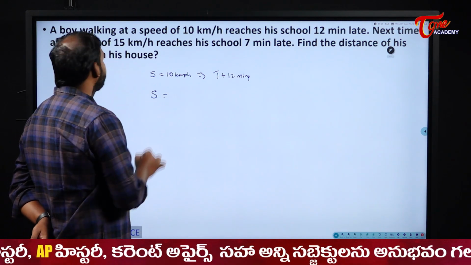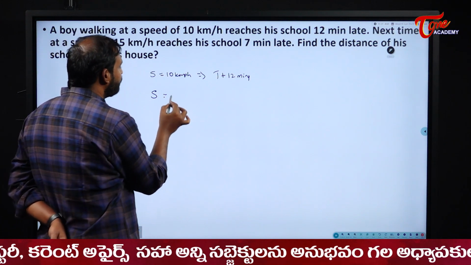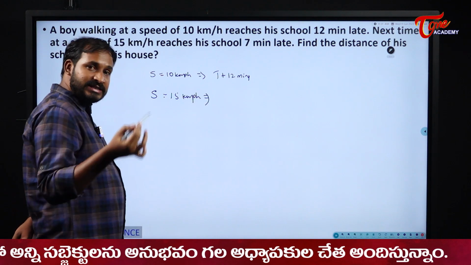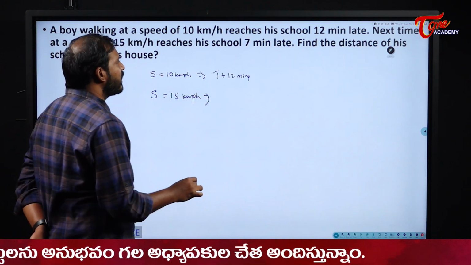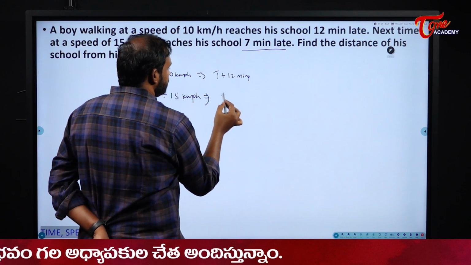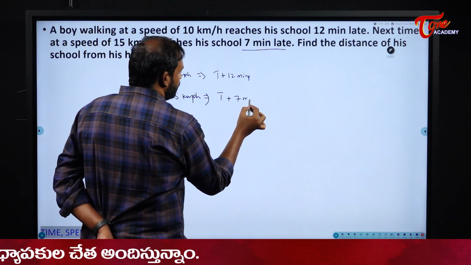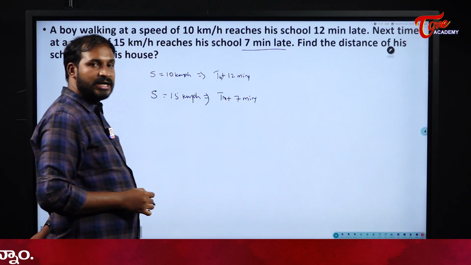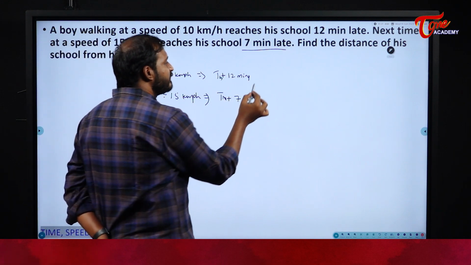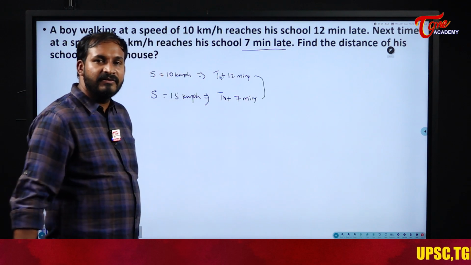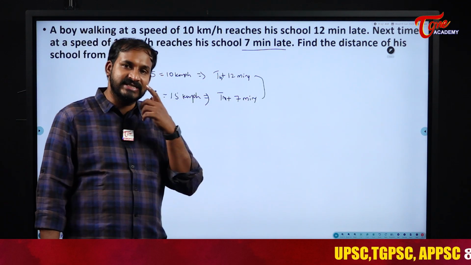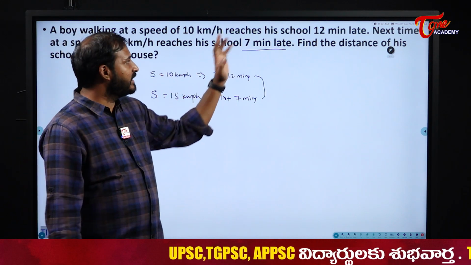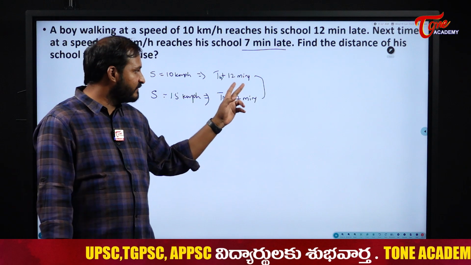Next time he went with a speed of 15 kmph. Even though he increased his speed, he is still late to his school by 7 minutes. So T hours plus 7 minutes. Now tell me, what is the time difference between these two? In both the cases, he is late only. So 12 minutes late and 7 minutes late. What is the time difference between these two?